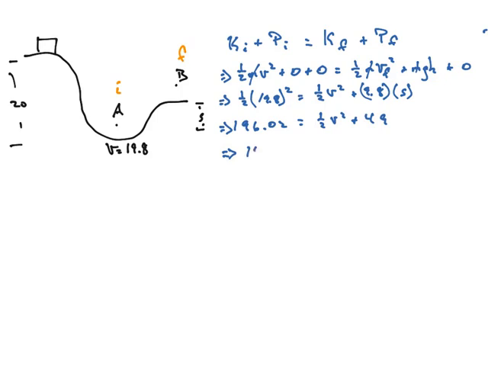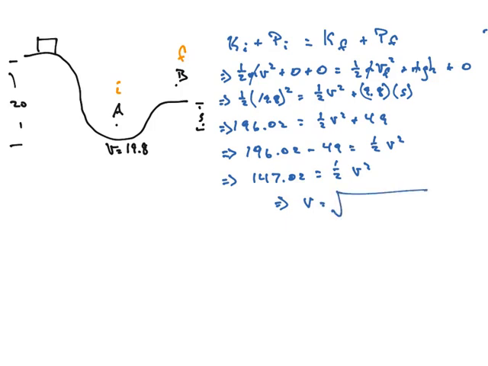So bring the 49 over. 196.02 minus 49 equals 1/2 v squared. 196.02 minus 49 gives me 147.02 equals 1/2 v squared. Multiply by 2. I get v is equal to the square root of 2 times 147.02. So 2 times 147.02 square rooted, I get 17.15.